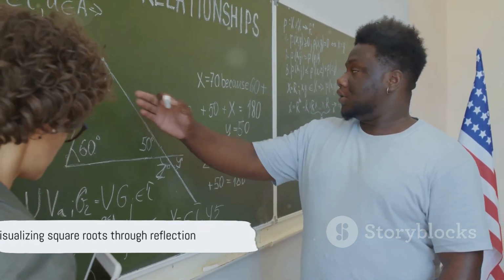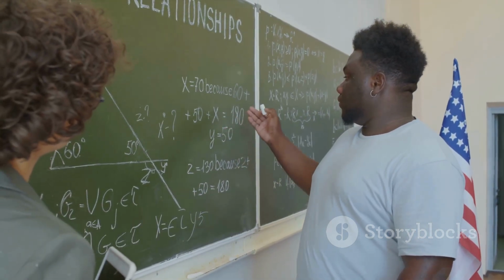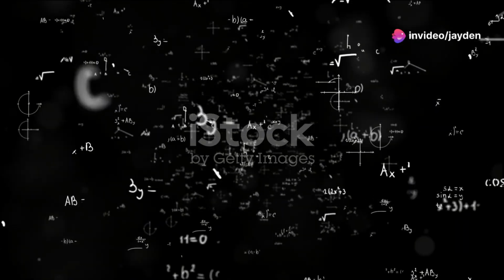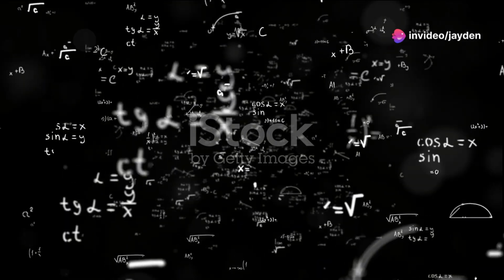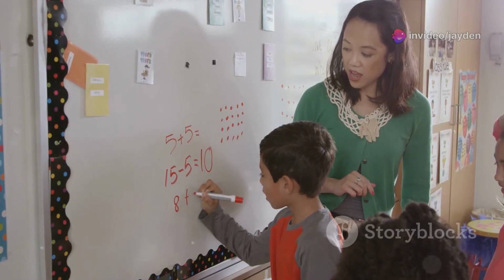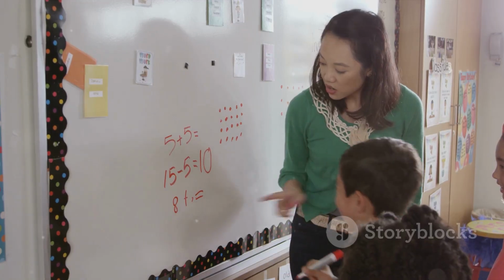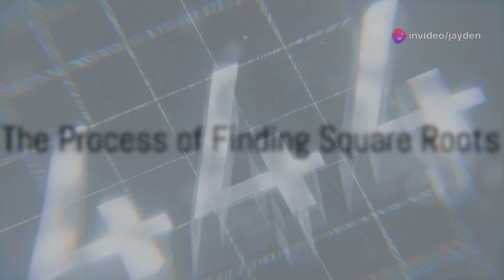It's like a mathematical mirror image, a number reflecting back on itself. It's a fascinating concept, isn't it? It's one of those things that make math so intriguing and complex. So in essence, square roots are numbers that produce a specific quantity when multiplied by themselves. Now that we've grasped the basic concept, how do we find the square root of a number?